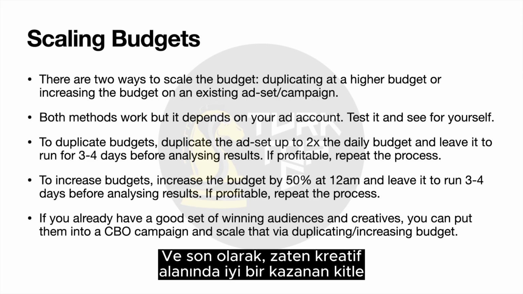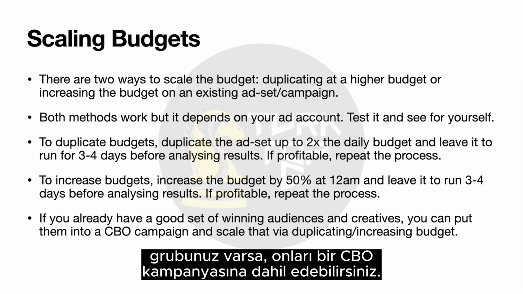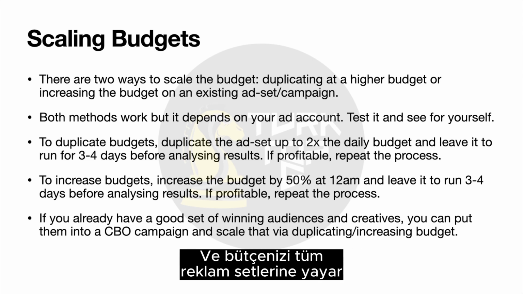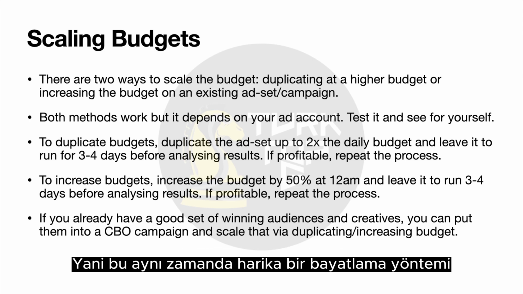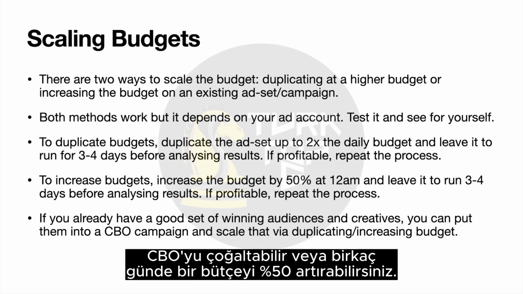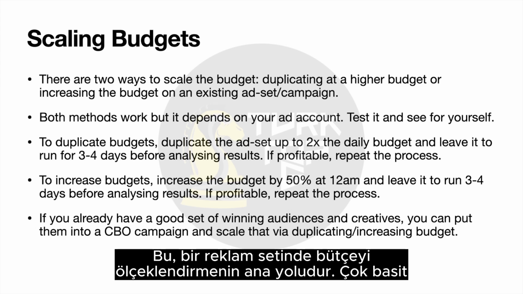And finally, if you already have a good set of winning audiences and creative, you can put them into a CBO campaign. A CBO campaign spends the budget at the campaign level and will spread out your budget across all of the ad sets. So that's also a great method of scaling. And obviously, to increase the budget on that, you can duplicate the CBO, or you can increase the budget by 50% every few days. So this is the main way to scale a budget on an ad set.